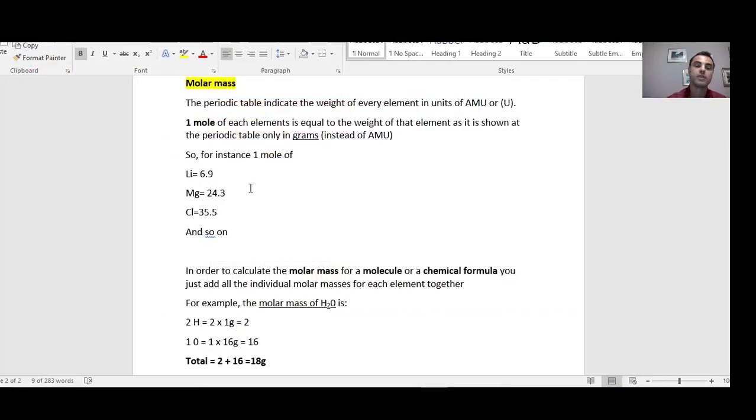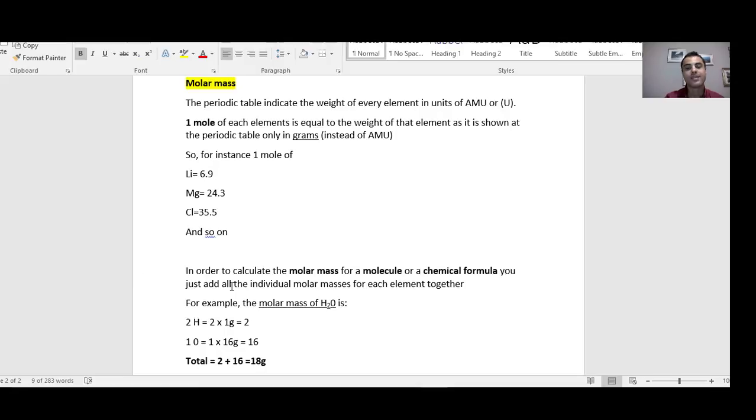So some more examples. If you guys have a periodic table in front of you, you will see that lithium weighs 6.9 AMU and one mole of lithium is 6.9 grams. Magnesium, one atom of magnesium weighs 24.3 AMU and one mole of magnesium is 24.3 grams. Chlorine weighs 35.5 AMU, but one mole of chlorine is 35.5 grams, and so on.